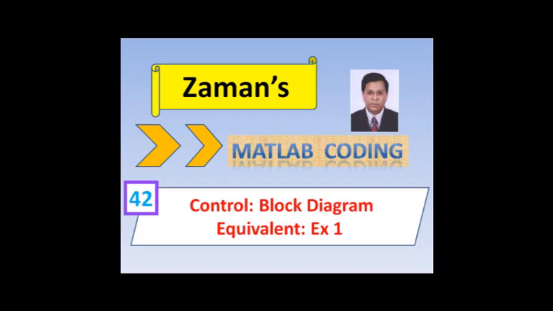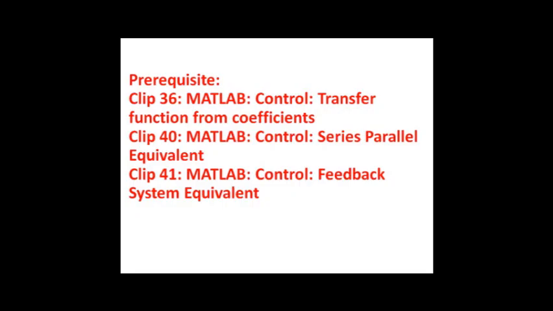In this clip, we'll be discussing how one can determine the equivalent of a control system block diagram by considering one example. To follow this clip, the viewer needs understanding of clip 36, which discusses transfer function entering, then clip 40, which discusses series parallel equivalent finding, then clip 41, which discusses feedback system equivalent finding.